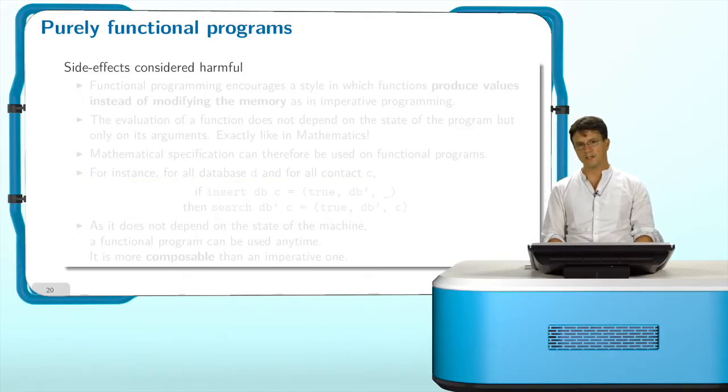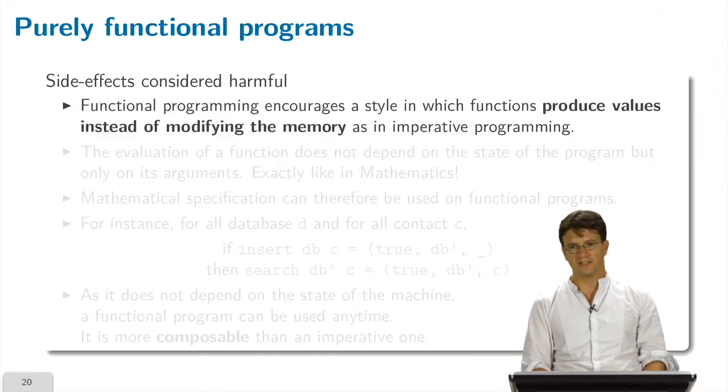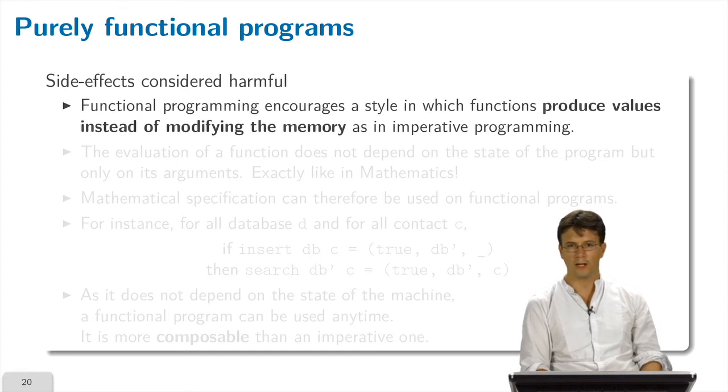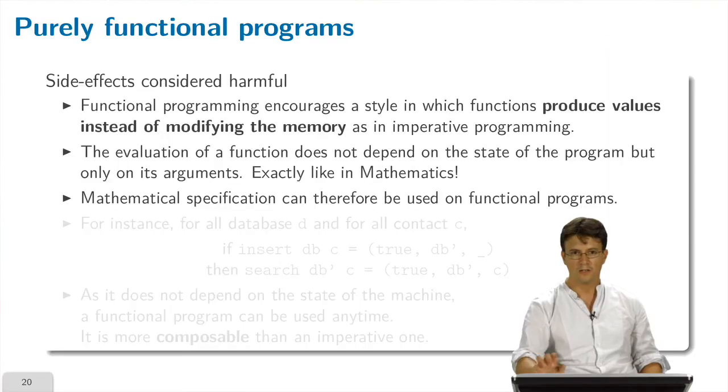So now, why does it matter? Why are side effects considered harmful by the purely functional programmer? Well, the idea is that when you program in a functional language, you try to produce values instead of modifying the memory. And what you get is something that does not depend on the state of the program, but only on the argument of the function. And this is exactly like in mathematics. You can call a function several times, and on the same input you will get the same output. So it is easier to reason about functional programs, and it is easier to specify them using mathematical objects.